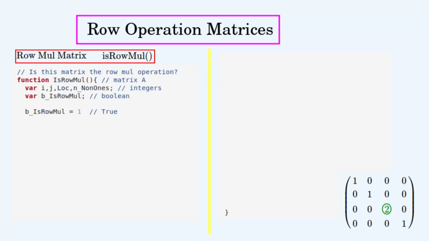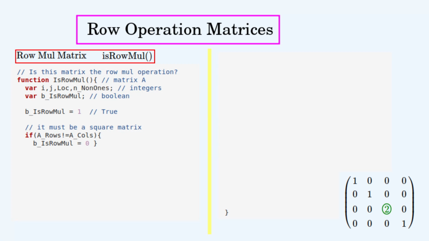Now to create a function to test whether or not a matrix is a row multiplication operation. This means that we'll have to test whether it has this particular form of being an identity matrix, with one of its diagonal elements replaced by a non-1 and non-0 number. We'll firstly declare this function and its internal variables, and then set the return Boolean variable to be true, and set it to false when we find it not to be this sort of matrix.